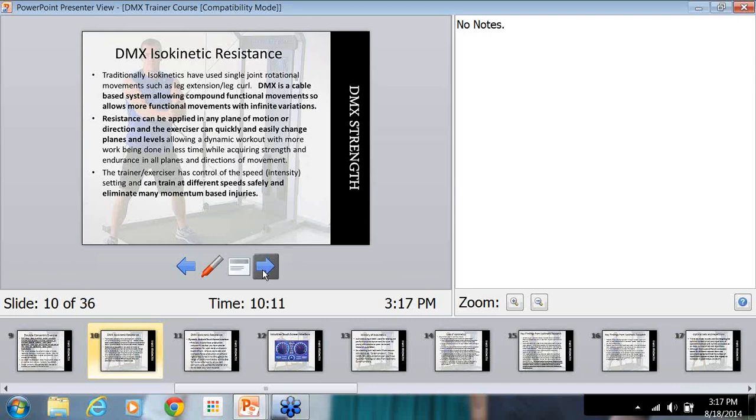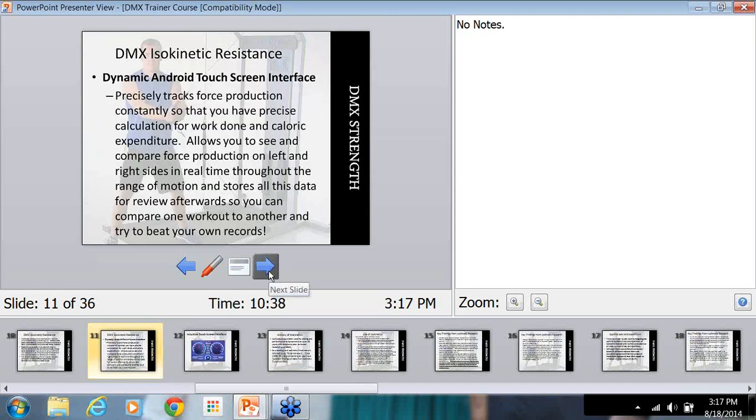We can literally move in any plane, in any direction, at any level, at any time, without having to change anything. So very, very functional application of isokinetic resistance. Really, really dynamic. The trainer in the exercise has control of the speed the whole time, and they can train at different speeds safely and eliminate many of your momentum-based injuries, which are one of the big sources of injuries in training.